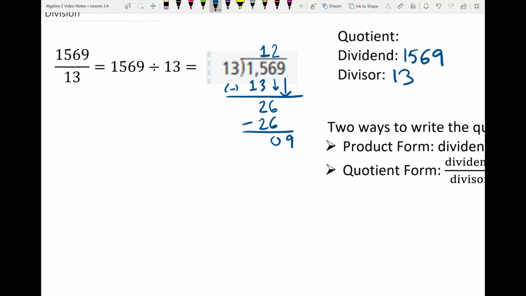So in this case, you have a remainder, right? So at this point, we could write this as 12, remainder 9. However, that's what you do in elementary school or middle school. When we do this in algebra, we don't write it with the remainder and then 9. We write it in two ways.